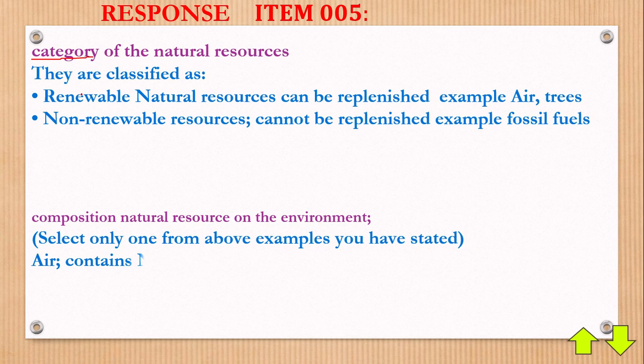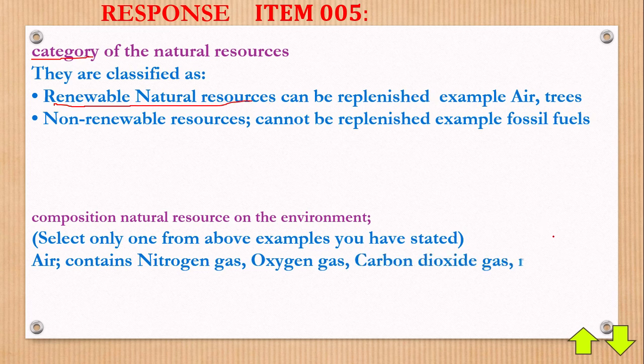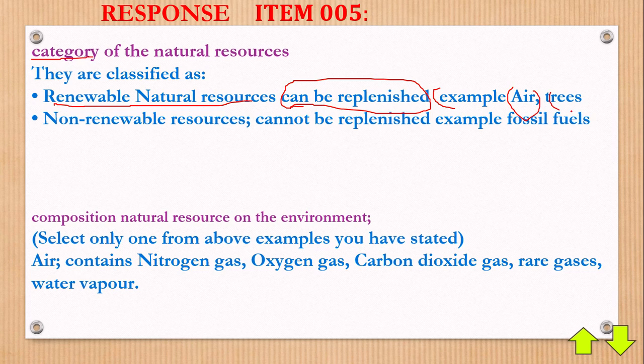Okay, come and categorize the natural resources. They are in two. We have the renewable resources. That's now the category. Now you must explain it also. The explanation is that renewable natural resources can be replaced. Then also an example is air, then trees.